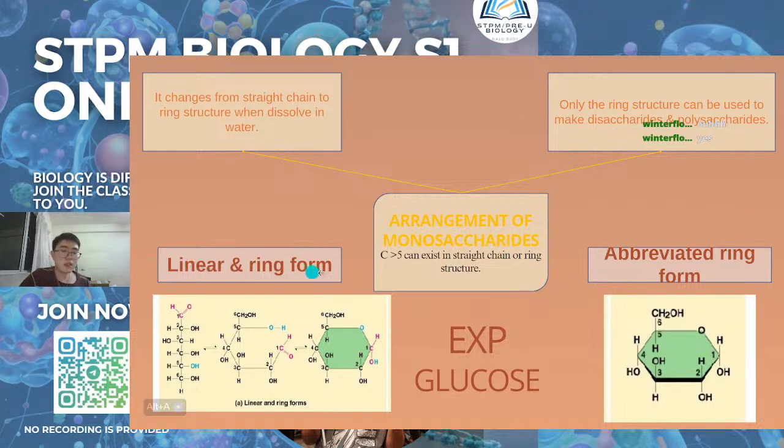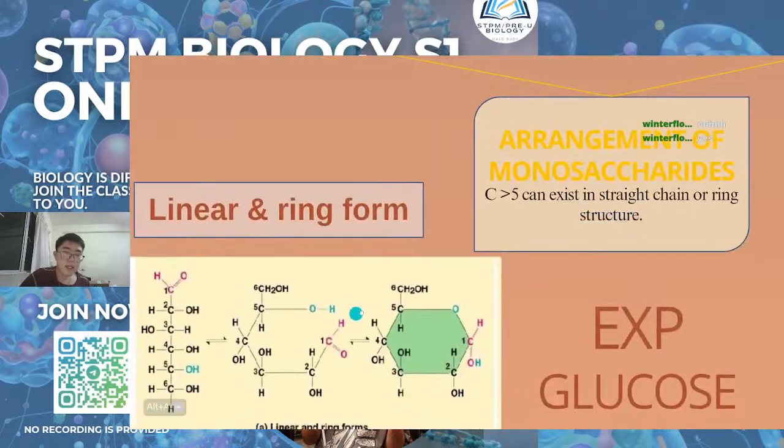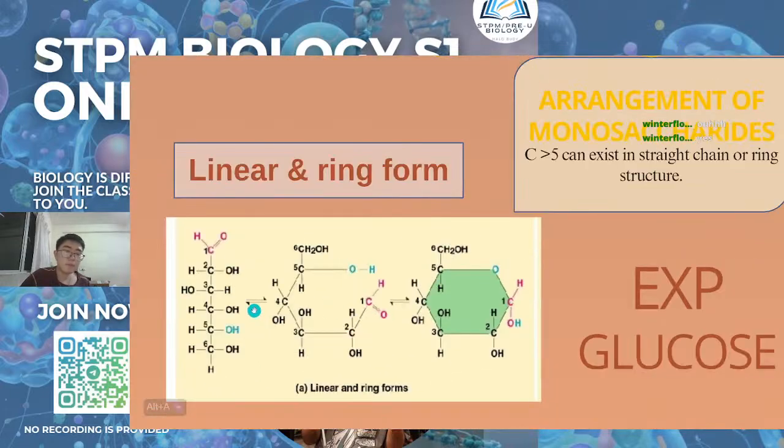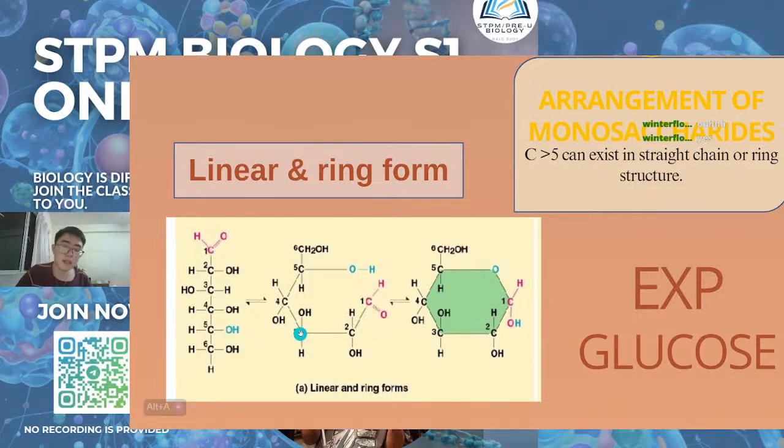So this is the linear form, and this is the ring form, the ring form that you will see in the textbook. So how can it form the ring form? If you see this, this one is the ring form. I use the alpha glucose molecule as an example.